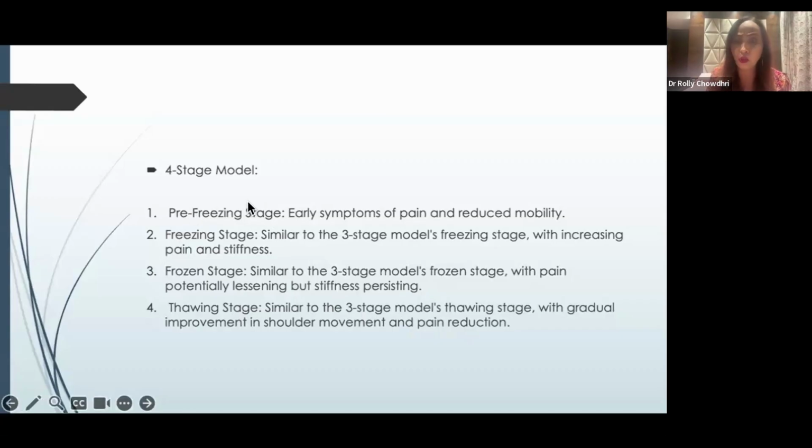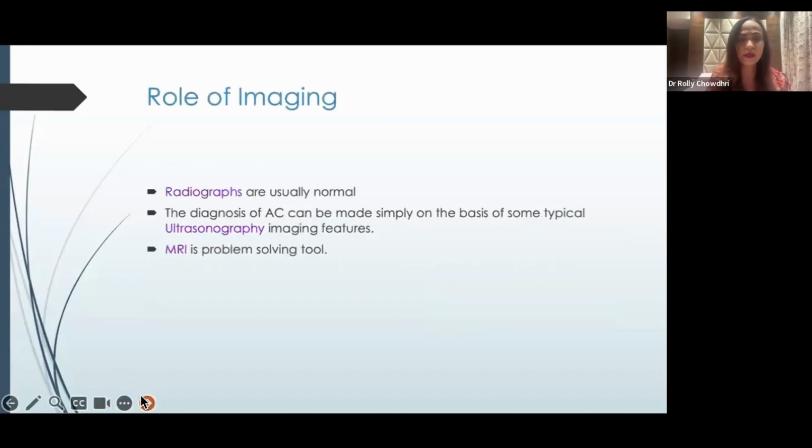It resolves on its own, and the patient becomes slowly pain-free. So, what is the role of imaging? As per what I read in the articles, the European Society of Skeletal Radiology has till now not said that we should use ultrasound for diagnosis, because it is a clinical diagnosis based on history and physical examination.